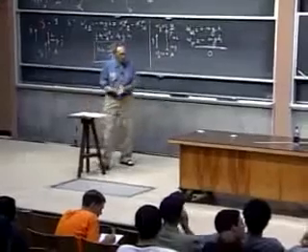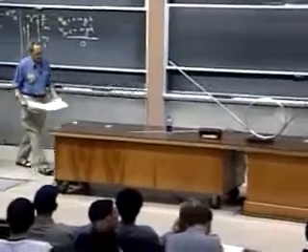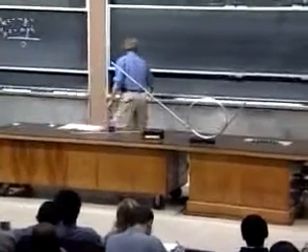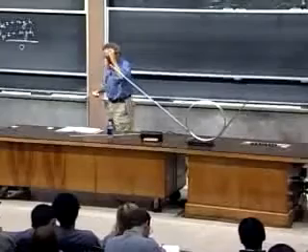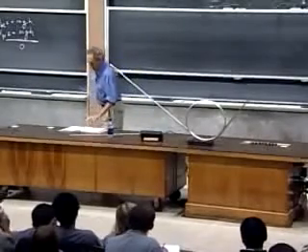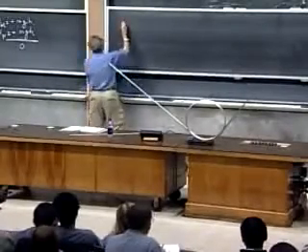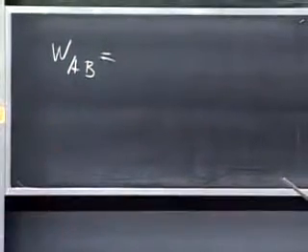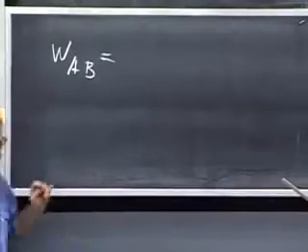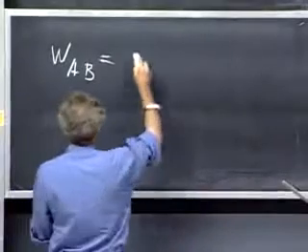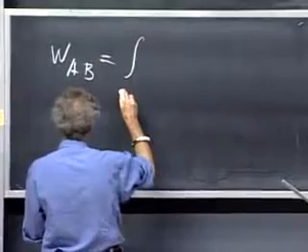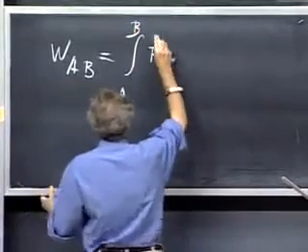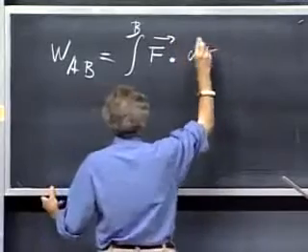Now let's go from 1 dimension to 3 dimensions. It is not very much different, as you will see. I go in 3 dimensions from point A to point B, and I now have a force which could be pointing not just along the x direction, but in general in all directions. Now the work that the force is doing in going from A to B is F dot dr.